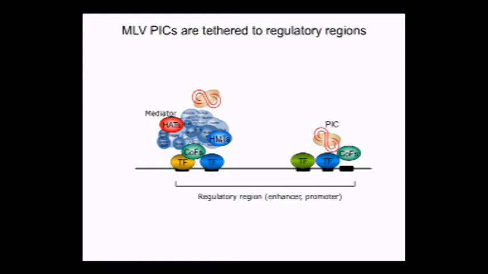We cannot distinguish between these two possibilities at the moment, but the consequence of this is that, since the pre-integration complex is tethered to chromatin by functional complexes, integration occurs in the vicinity of functional complexes, and therefore is enriched in regulatory regions and we think can be used to identify regulatory regions. This is the same thing twice, just for you to understand better.